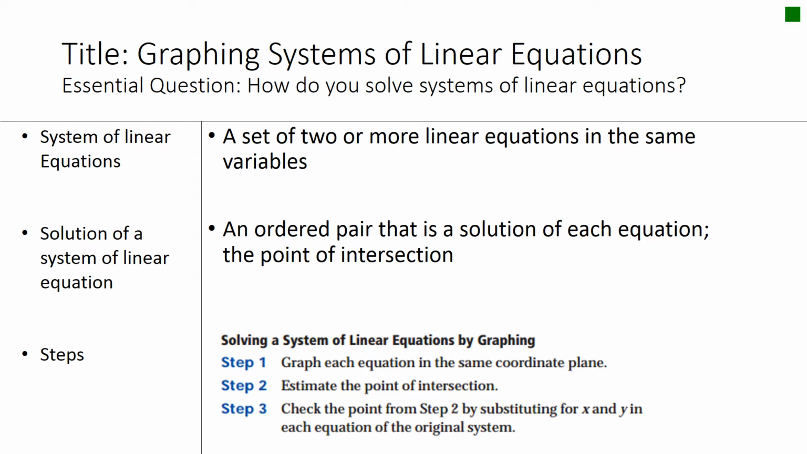All right, go ahead and title this Graphing Systems of Linear Equations. Your essential question that you're going to answer, and we're going to check tomorrow, is: how do you solve systems of linear equations? First off, the definition of a system of linear equations is a set of two or more linear equations in the same variables, so x and y usually, written as x comma y. The solution is the point at which they're equal, the point of intersection, same thing.